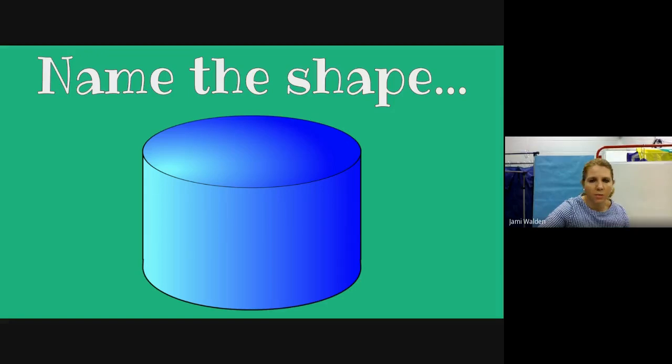What is this shape? This is more like the shape of a can. It's a cylinder. It has a circle face on the top and a circle face on the bottom. But it could also be turned on its side. So no matter which way I turn it, it is a cylinder.